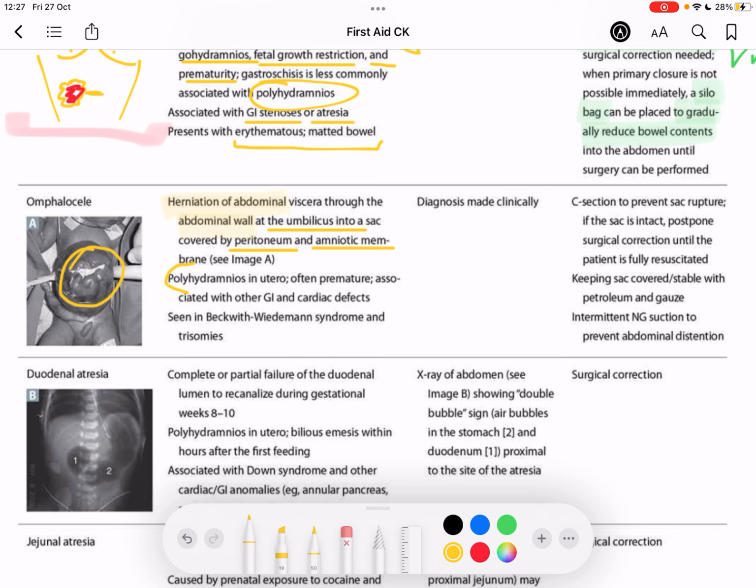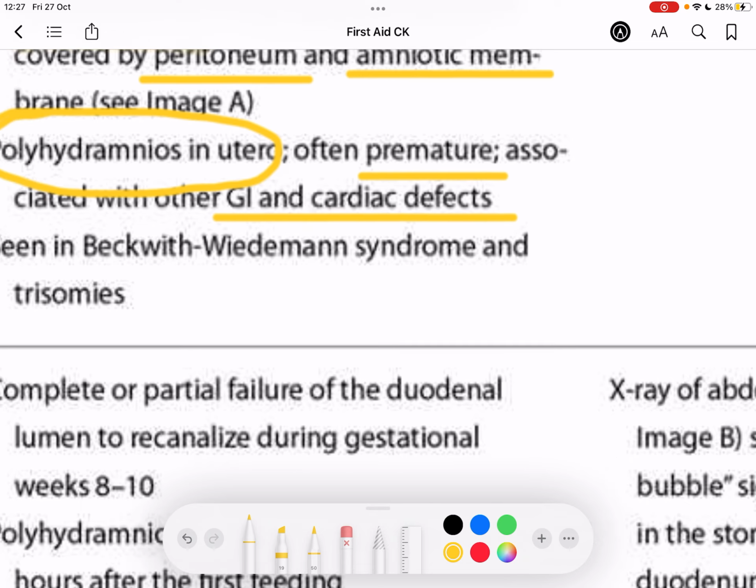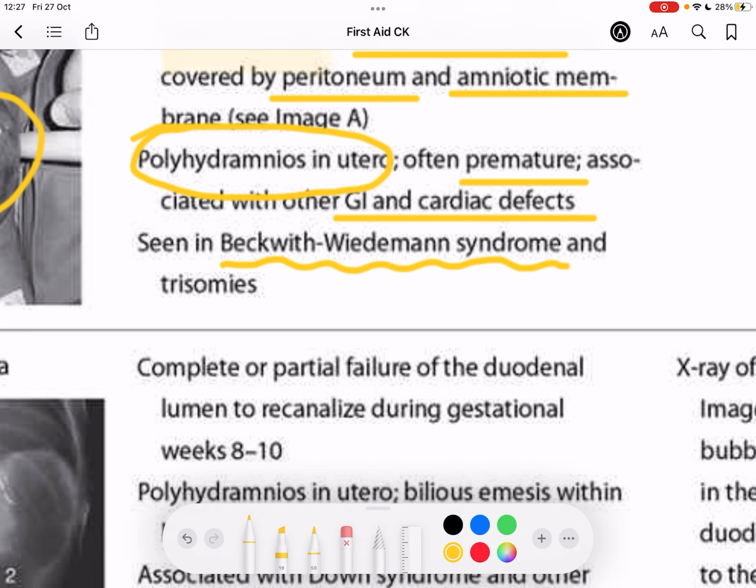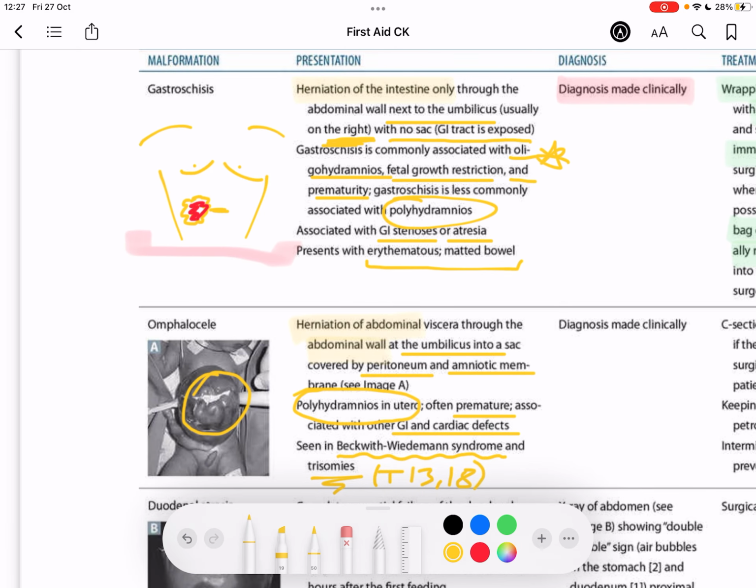This time we more commonly see polyhydramnios in utero, and again it's associated with prematurity and other GI and cardiac defects. And a high yield thing about omphalocele is that it is associated with Beckwith-Wiedemann syndrome, okay? So look out for your macroglossia, Wilms tumor, ear pitting, enlargement of other organs, but also other trisomies, especially trisomies 13 and 18, your Patau and Edwards syndrome, okay? So gastroschisis is not so associated with other syndromes, whereas omphalocele is associated with other syndromes.